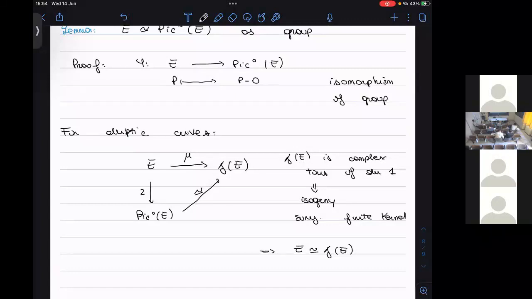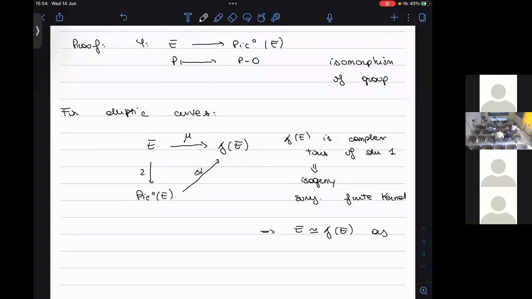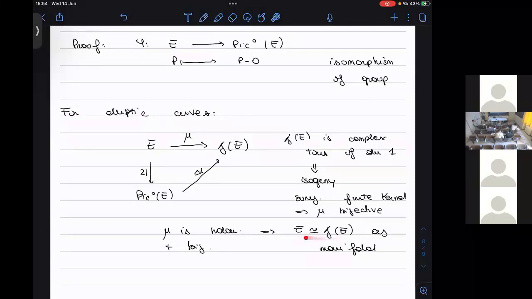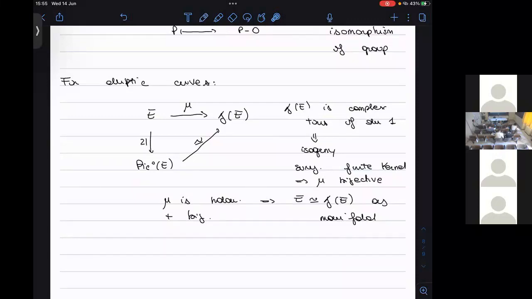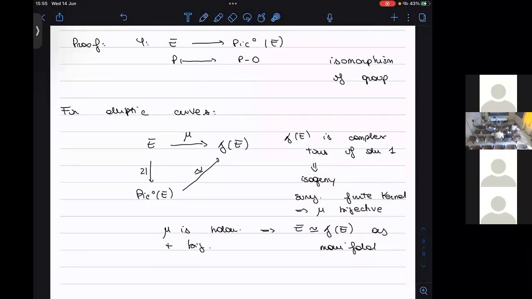isomorphic for sure as a group, but moreover, since we know that mu is holomorphic, they are biholomorphic, so isomorphic as manifolds. So the point is that mu is holomorphic. This proves that mu is bijective, since we have these two isomorphisms. And this proves that in this particular case, for elliptic curves, we have this isomorphism as manifolds, so as curves, it is a biholomorphism. And this is what I want to say about the Jacobian.